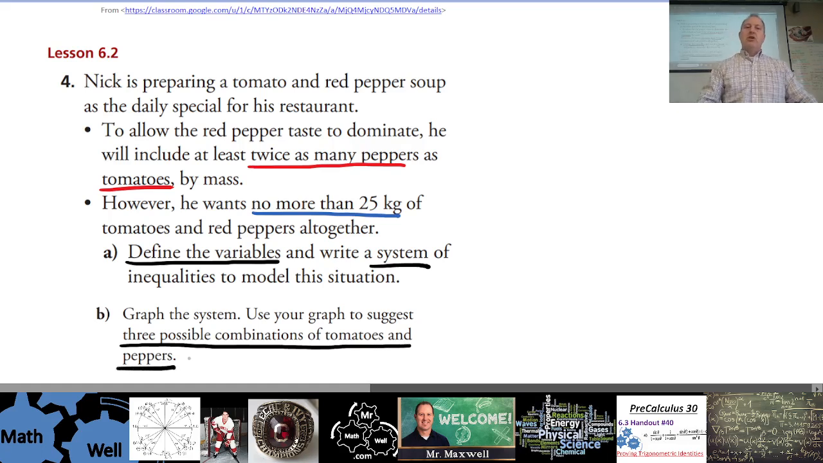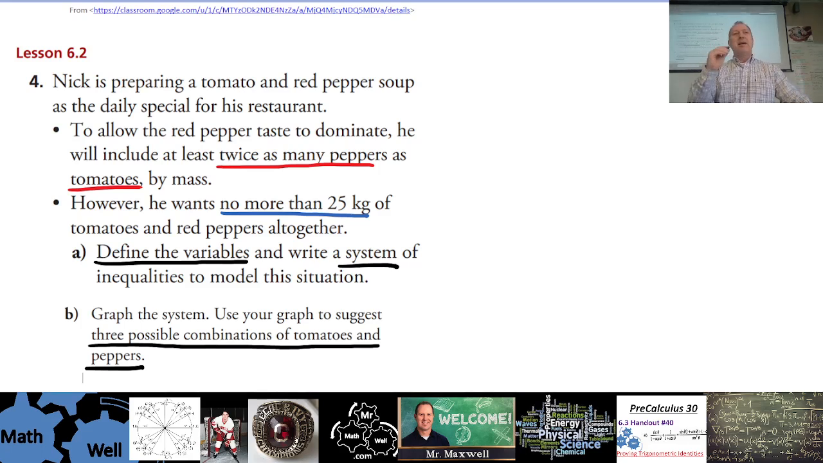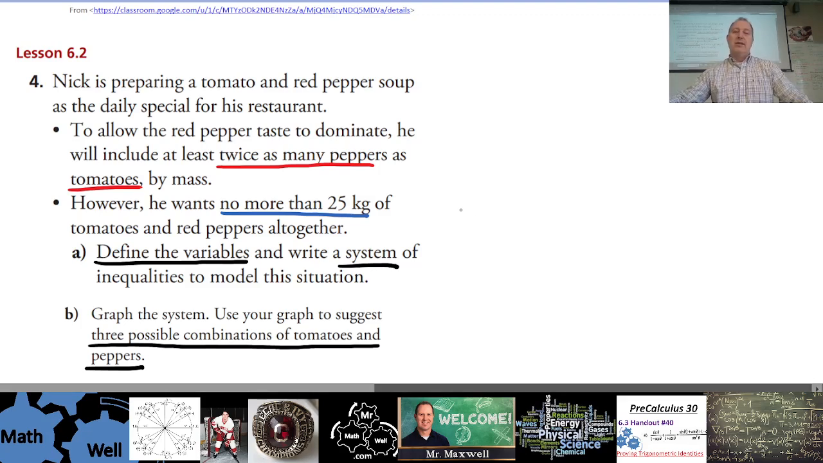Okay. Now you could just trial and error, randomly guess, and just see if they work with this information, because this is not a hard problem. It's kind of an easy problem. But we're going to follow the directions. We're going to define our variables. We're going to write a system. We're going to graph it. And we're going to look to see what possible combinations we could use for this. So we're going to do it all from scratch, exactly the way we're supposed to.